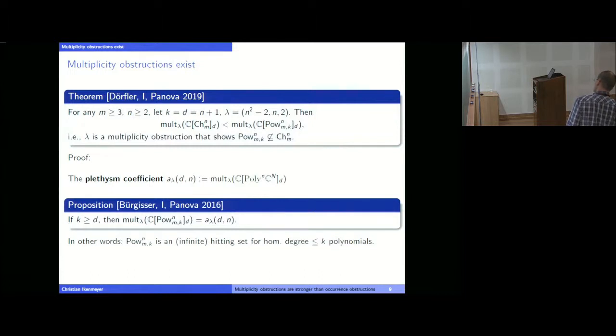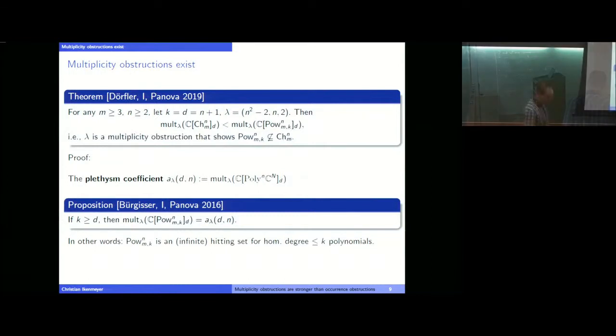If you look at the set, this variety here, it has infinitely many points, but it's a hitting set for homogeneous polynomials of degree less than or equal to k. So those polynomials cannot distinguish, right? So if these polynomials vanish on the power sum variety, they are 0. Okay, so this is good. So this is maxed out.